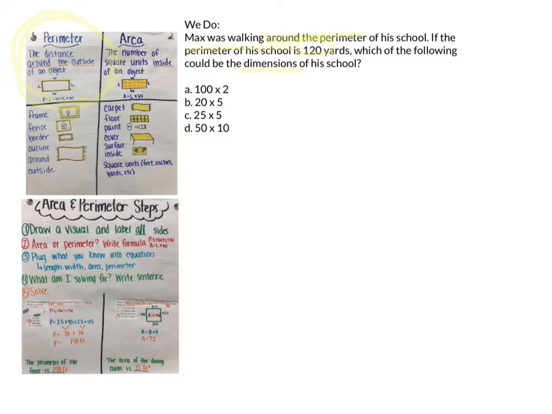Next, we're going to look at our steps to solve. Our first step tells us to draw a visual and label all sides. When we're solving word problems, we really want to get a good picture in our head and visualize what's going on so that we can really understand the problem. So Max is walking around the perimeter of his school. In my head, I'm imagining myself walking around the perimeter of our school. So we're walking around the outside of the school.